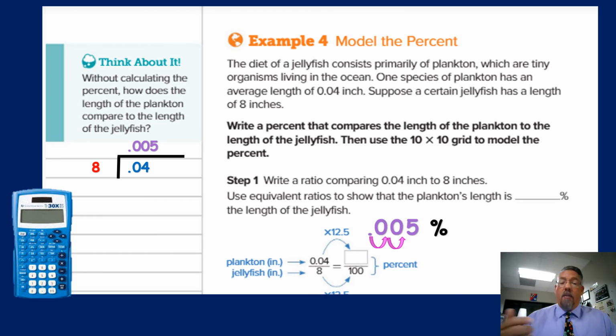When I move it from left to right 2 times and I add my percent sign, I get 0.5%. If I look at the way they're telling me to do it, well, I would take 100 divided by 8 and figure out I'm multiplying by 12.5, and then I multiply 12.5 times 0.04, then I would also see that I still get 0.5. So the answer is going to be the same either way. But instead of having to figure out what the equivalent ratios are, I truly believe you're going to understand it better and be more successful if you simply do the division.